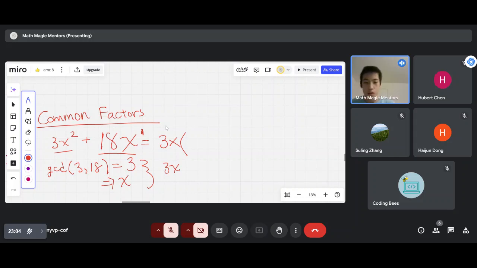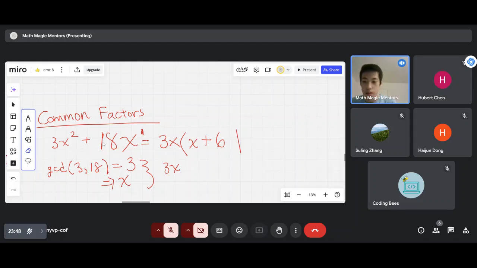So what results in the parentheses? What should we multiply 3x by in order to get 3x squared plus 18x? Because we're multiplying 3x by something to achieve the result on the left-hand side, we can divide the left-hand side by 3x to get whatever is in our expression. And so that will give us 3x squared over 3x, which is x, and 18x divided by 3x is 6.